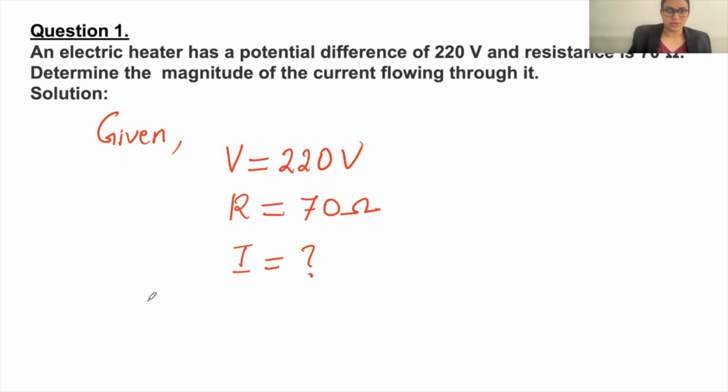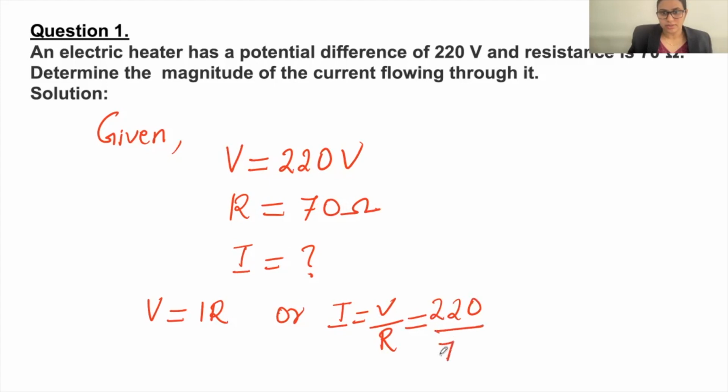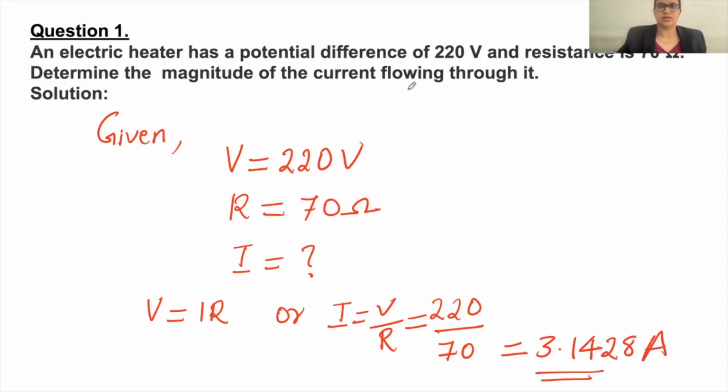So we have a relation V is equal to IR from Ohm's law, or we have I is equal to V divided by R, which is equal to 220 divided by 70, which gives 3 point, when you calculate, you will get 3.1428 ampere. So this is the final answer.